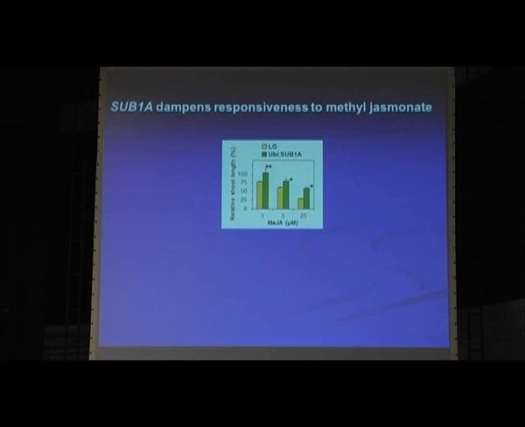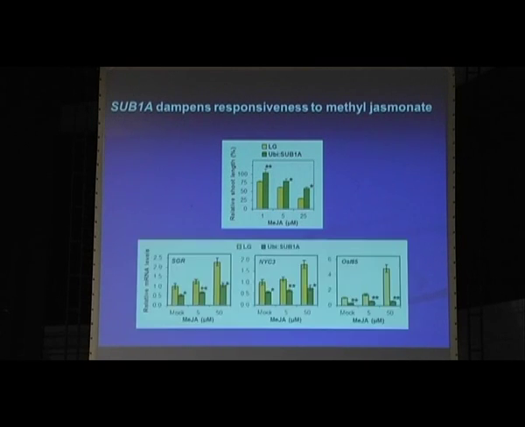Methyl jasmonate, or jasmonate, is a very important hormone which promotes leaf senescence, and we examined the responsiveness to methyl jasmonate using wild type and the SUB1A overexpression line. This hormone reduces shoot elongation in rice and other plants, and we compared inhibition of shoot elongation by this hormone. As you can see, the wild type is more severely reduced by this hormone. This indicates SUB1A reduces responsiveness to this hormone.